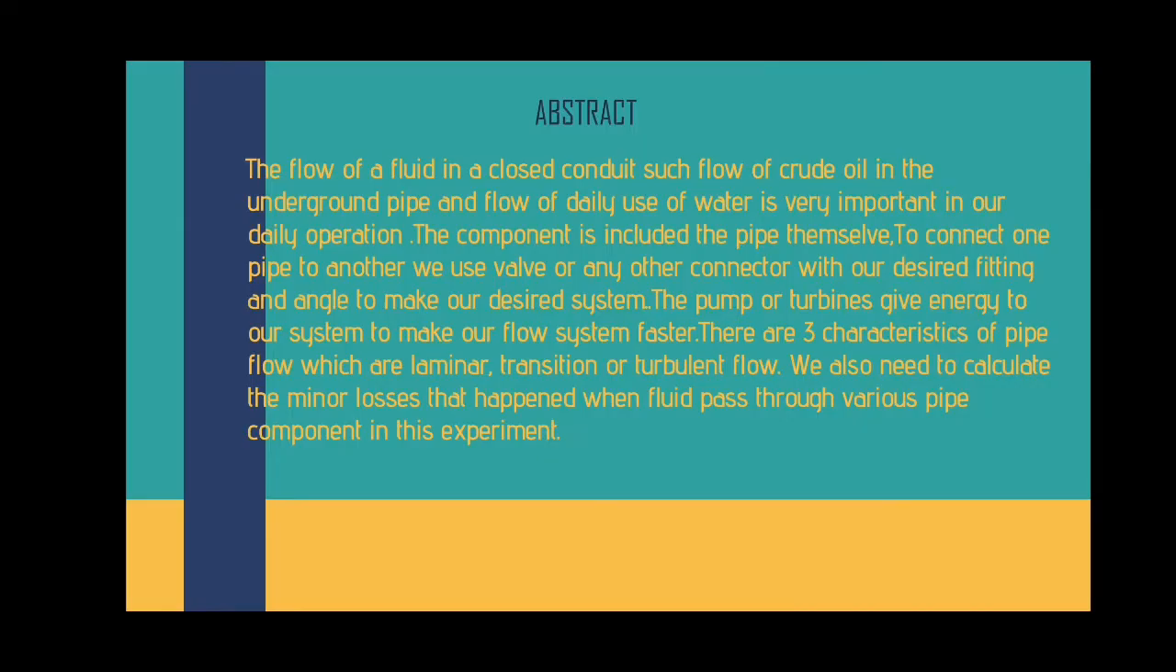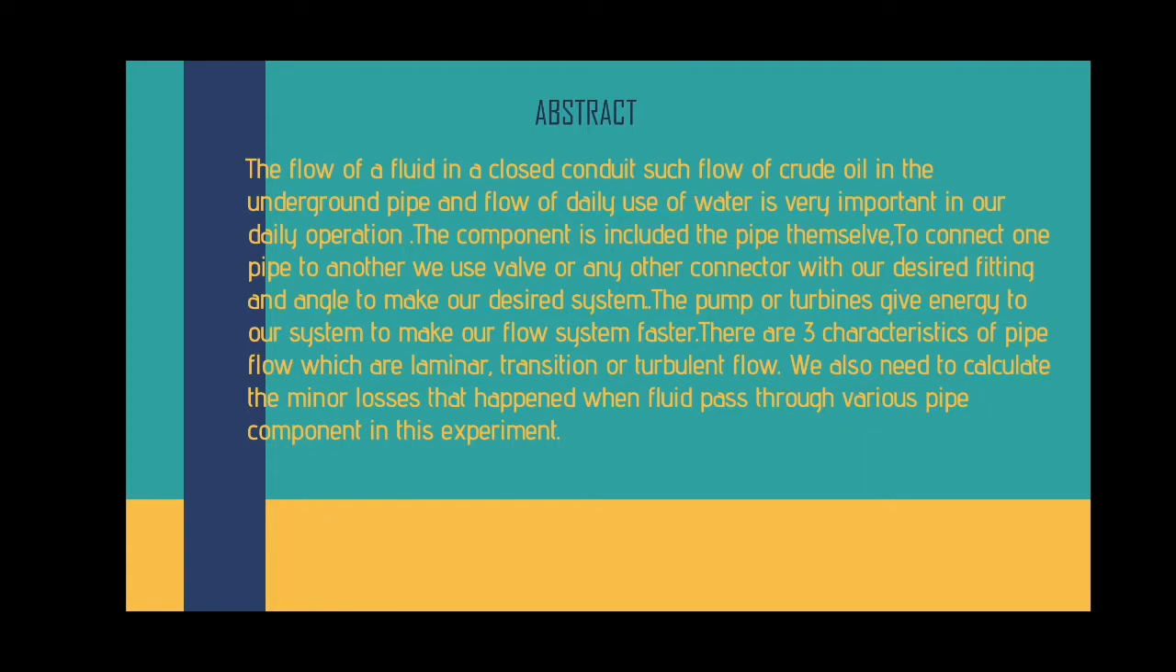Okay, so I'm going to talk about the abstract. The abstract of the experiment is the flow of a fluid in a closed conduit, such as the flow of crude oil in an underground pipe and the flow of daily-use water, which is very important in our daily operation. The components are included in the pipe themselves. To connect one pipe to another, we use a valve or any other connector with our desired fitting and angle to make our desired system. The pump or turbine gives energy to our system to make our flow system faster.